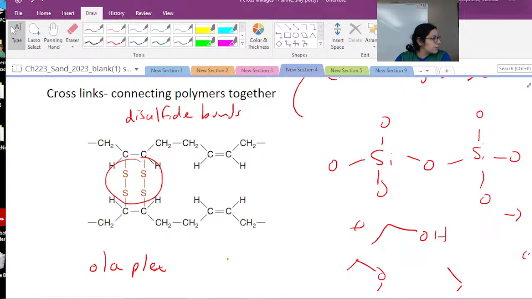Yeah, I'd have to look at the structure. Yeah, I assume this has to be the structure of keratin, but I'd have to look back.